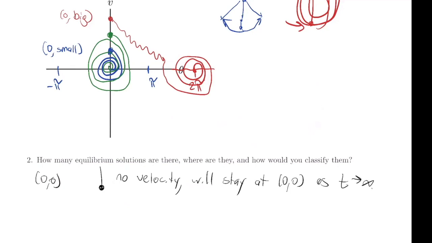So that's like a constant solution. That's exactly what an equilibrium would be. And in this case, this would be stable, since solutions that start near it are going to stay near 0, 0.